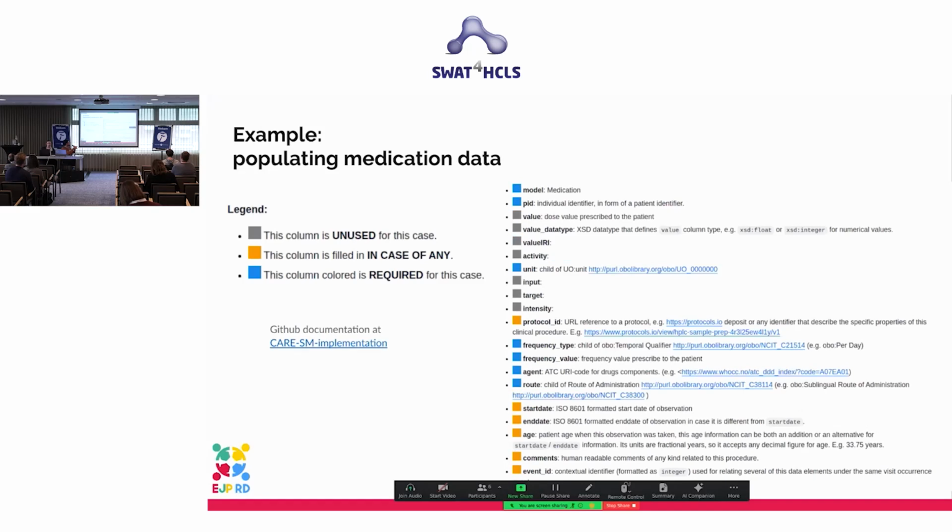So for medication, rather than populating the value of the condition, we have to put different information like the agent, which is the drug, the route of administration, the frequency, and the units of the concentration. Some of them are common, like for example PID, the personal identifier, a different tag, and you can continue using the same temporal information.